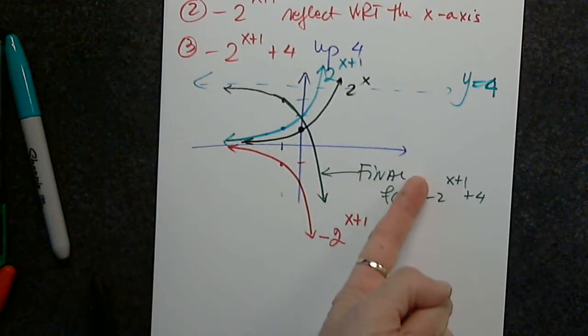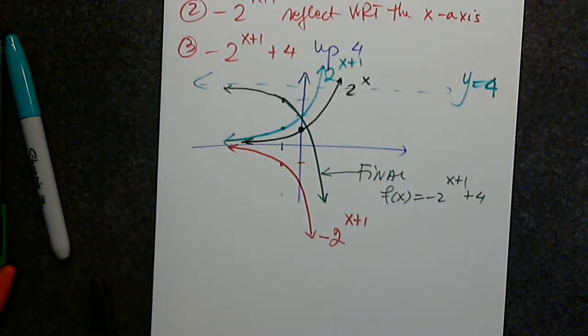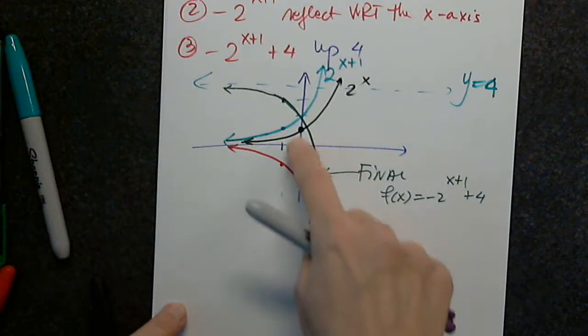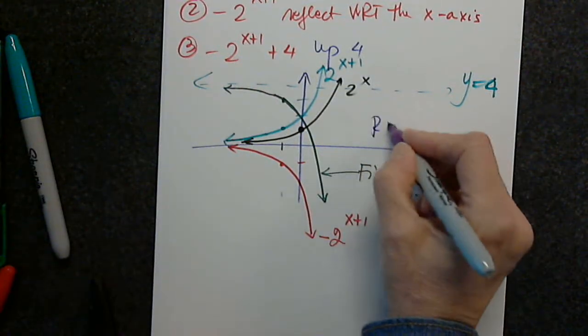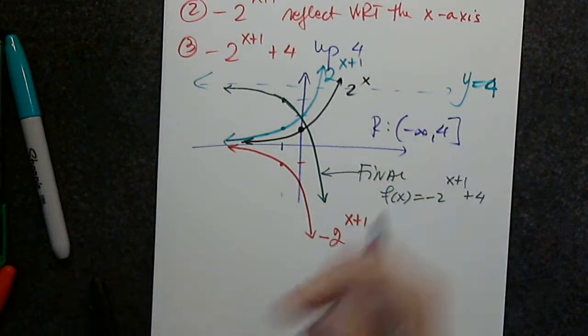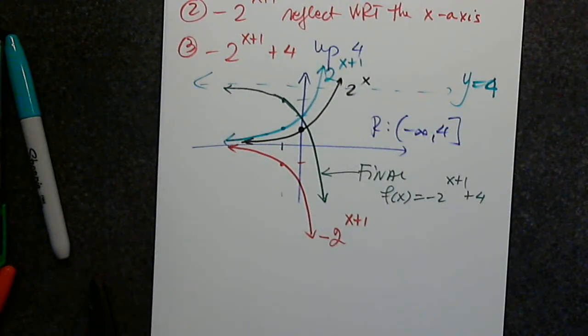Look at this. This is not a pure exponential function. It still has domain all real numbers because that's where it's coming from. But this time, the range is negative infinity to 4. Awesome. So range, negative infinity to 4. So expect anything, but not with a pure exponential function.